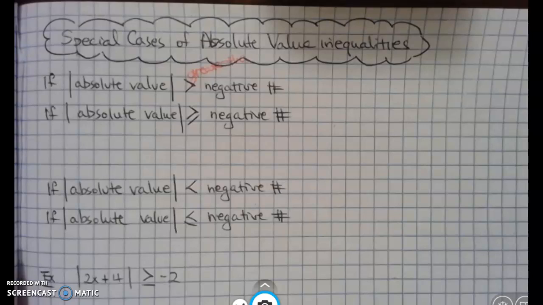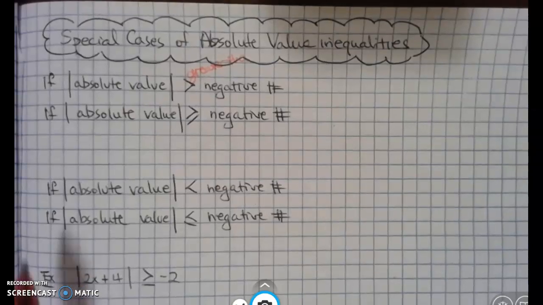We've just looked at solving absolute value inequalities. Now we're going to consider special cases of absolute value inequalities. So this is where you need to use logic. Don't just go straight to following the steps. Think about what you're doing more than just doing the steps.